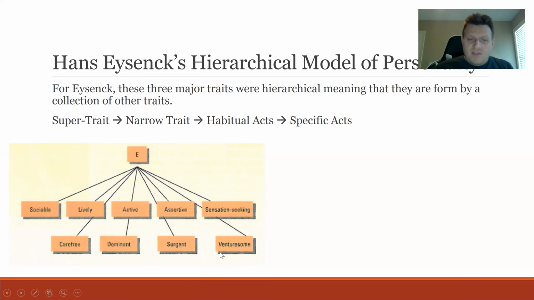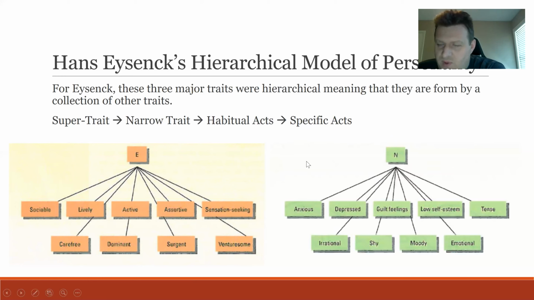Now notice that assertive and sociable, for instance, are related terms. If you're sociable, you're probably someone that's assertive. If you're assertive, you're probably someone that's sociable, but they don't exactly mean the same thing. We can think of individuals that are assertive that are not sociable. We can think of individuals that are sociable and not assertive. All right, these narrow traits are correlated with one another, and the reason why they're correlated with one another is due to extroversion, this super trait.